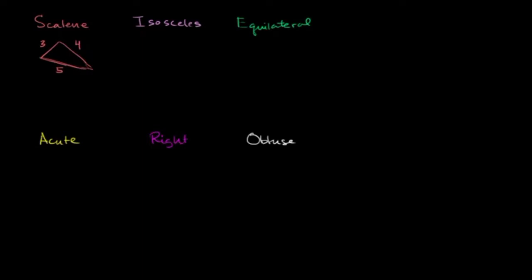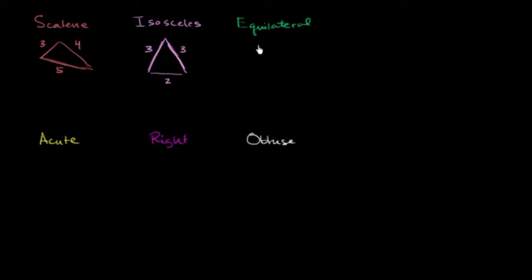Now, an isosceles triangle is a triangle where at least two of the sides have equal lengths. So for example, this would be an isosceles triangle. Maybe this has length 3, this has length 3, and this has length 2. Notice, this side and this side are equal, so it meets the constraint of at least two of the three sides have the same length.